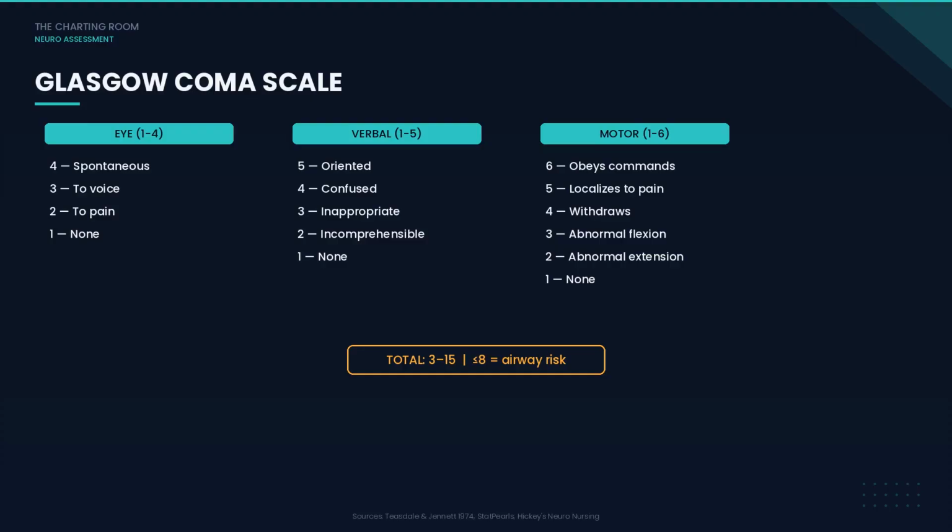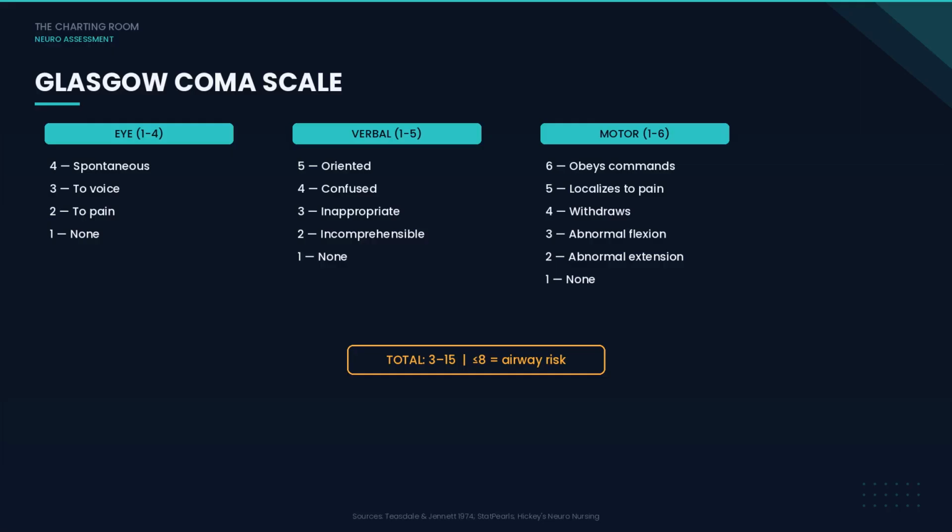Motor response is scored 1 to 6, and this is the most predictive of the 3. 6 is obeying commands. 5 is localizing to pain, reaching toward the stimulus. 4 is withdrawing from pain. 3 is abnormal flexion, decorticate posturing. 2 is abnormal extension, decerebrate posturing. 1 is no motor response.